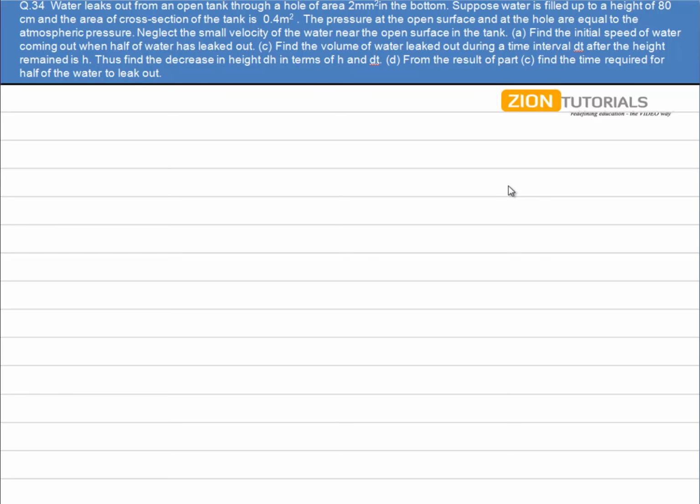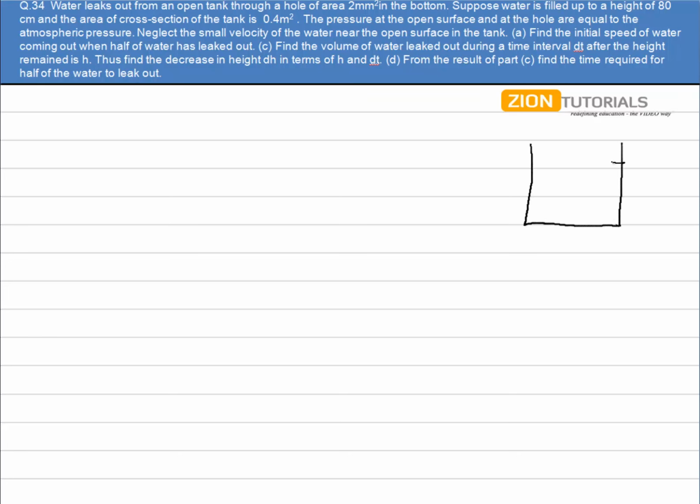Water leaks out from an open tank through a hole of area 2 mm² in the bottom. Suppose water is filled up to a height of 80 centimeter and the area of cross section of the tank is 0.4 m². Let's draw the diagram simultaneously. Right, this is my tank.